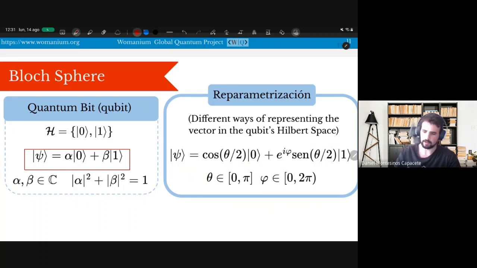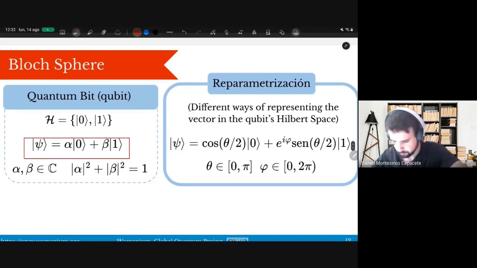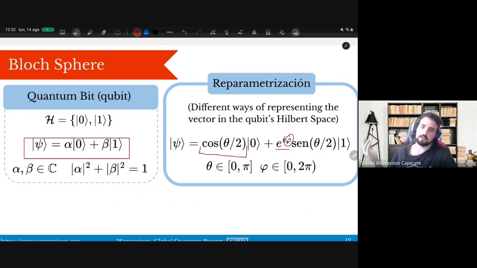So let's analyze this a little. Basically, you have here your cosine, which is the first coefficient, and this complex exponential, because we have the i there, the phi, and this angle will be the corresponding complex angle of this complex number.